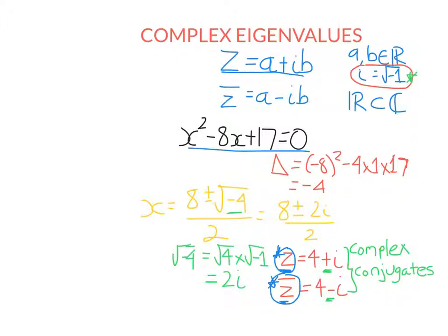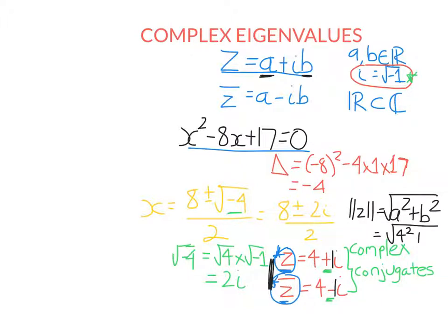A complex number z and its conjugate always have the same length. We define the length, the size if you like, of a complex number to be the square root of a squared plus b squared. Remember, z is in the form a plus ib. For both of these complex conjugates, their modulus, their length, whatever you want to call it, is the square root of 4 squared plus 1 squared, because a is 4 and b is 1, since 1i and minus 1i are the same. So it's the square root of 17. That's the measure of the size of z.